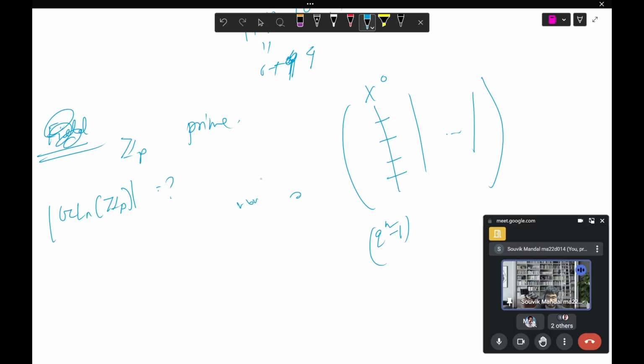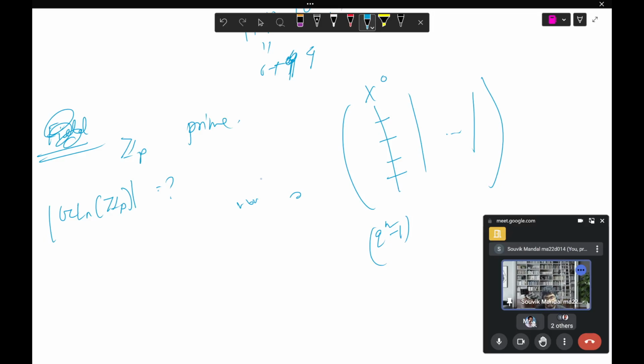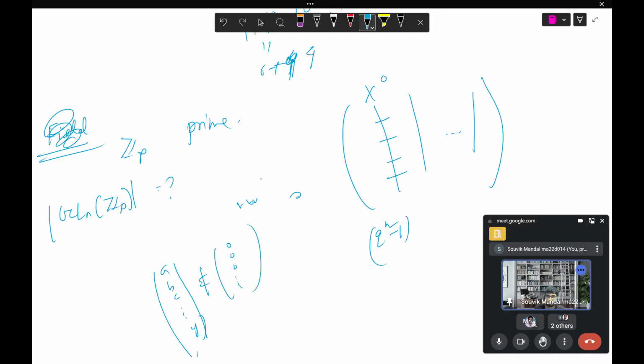Let me repeat. Each element can be chosen in q ways. So suppose the column is A, B, C, dot dot dot, Y. Now this column can't be 0, 0, 0 like this. So that's why the first column can be chosen in q to the n minus 1 ways.